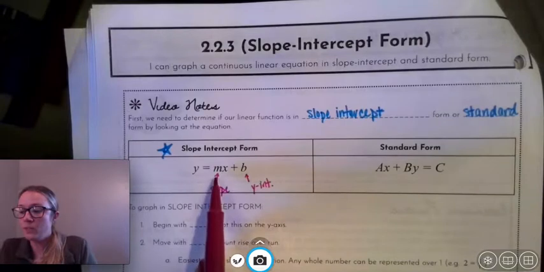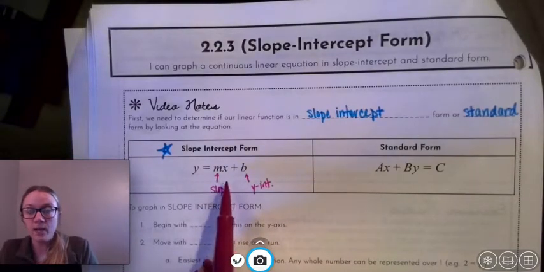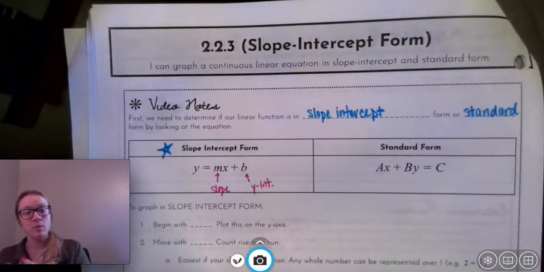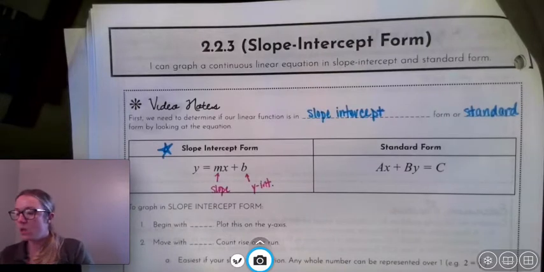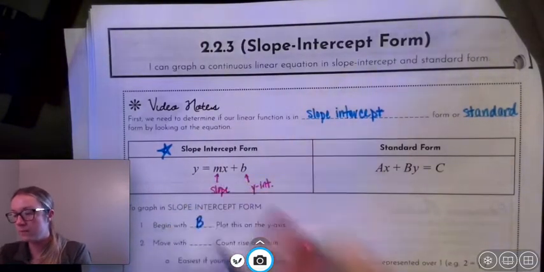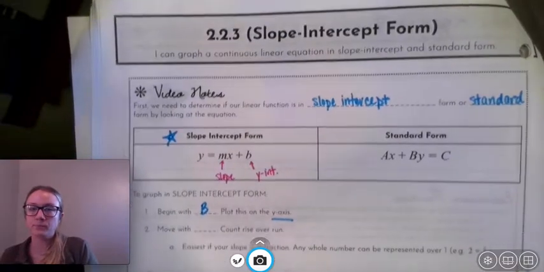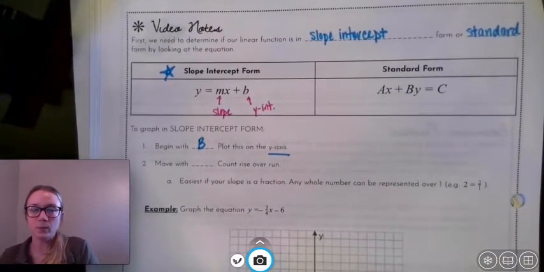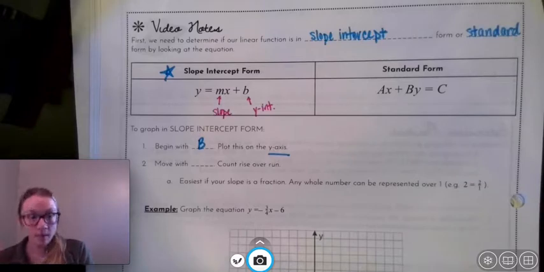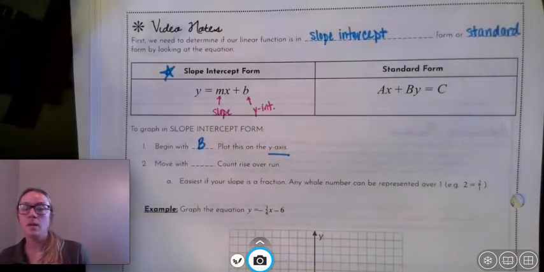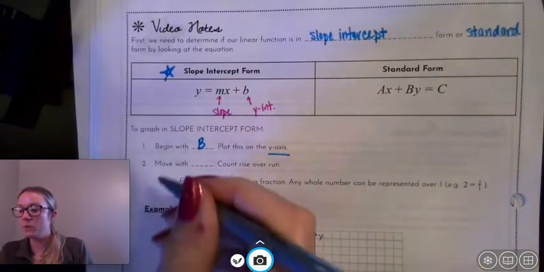And our slope is always the number in front of x, so it could be in an opposite order. We have to be careful for that. So to begin graphing in slope-intercept form, we want to begin with b and plot this on our y-axis. So we begin with b, begin starts with the letter b, so that kind of makes sense. We can remember that. You will hear Ms. Johnson and I say that a lot. Begin with b. And the second part is we move with m.